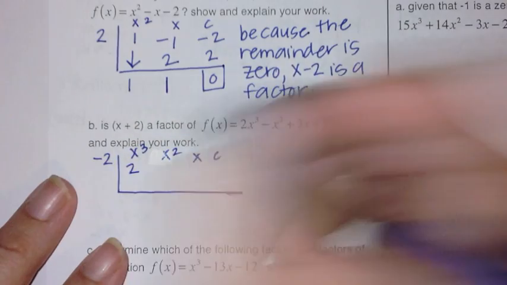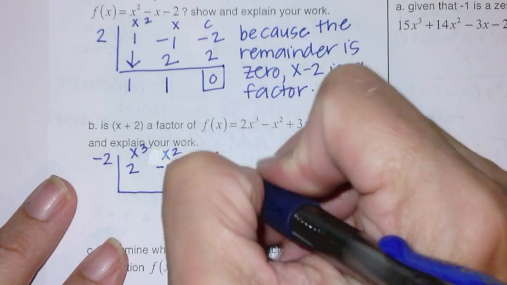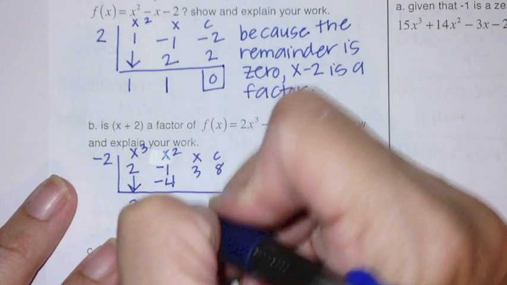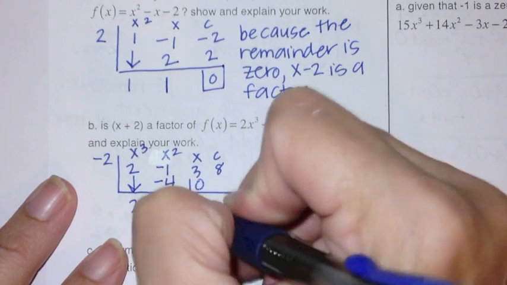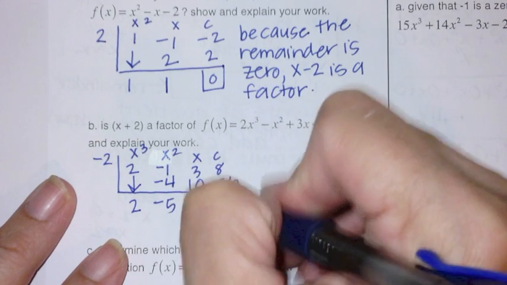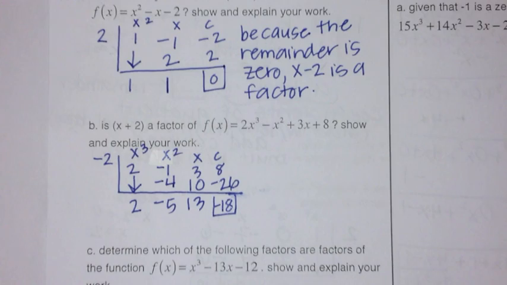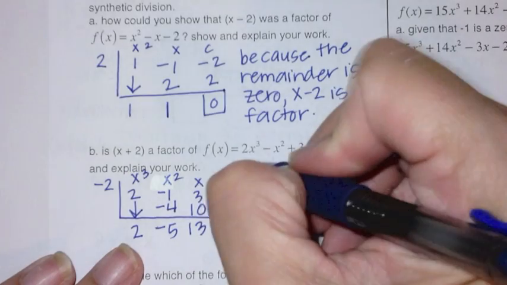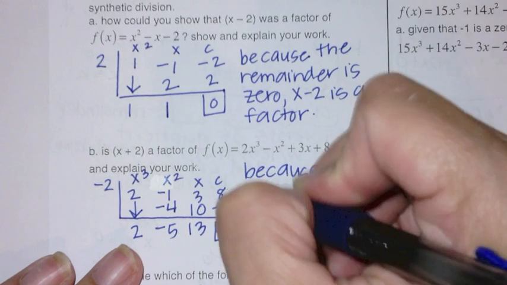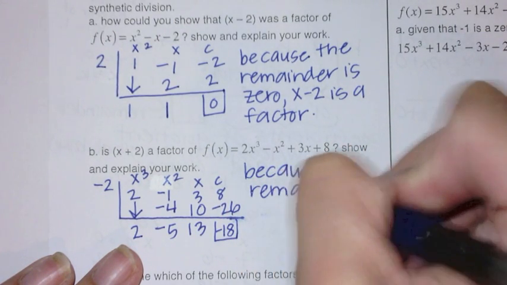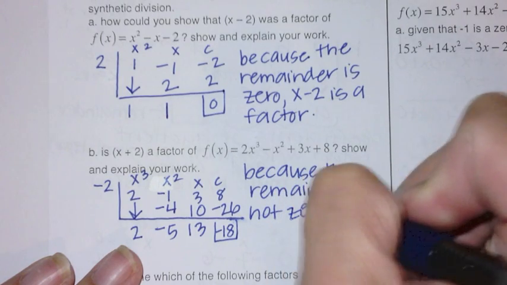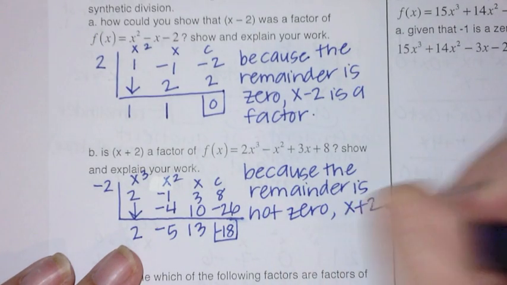So 2, -1, 3, and 8, -4. So you can kind of see where this is going, but right there we get -18. So we are going to defend our answer by saying because the remainder is not 0, x plus 2 is not a factor.